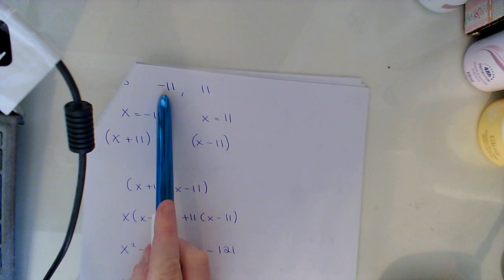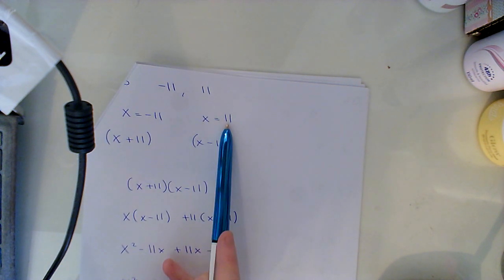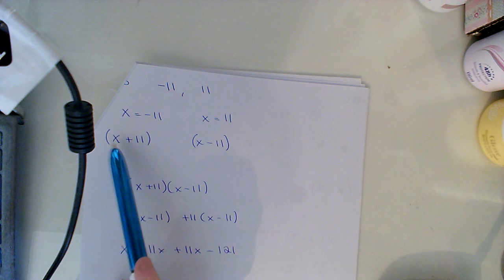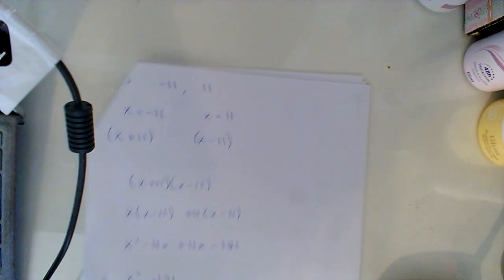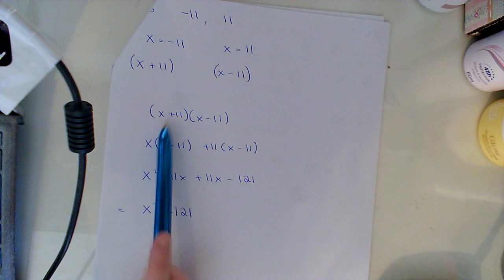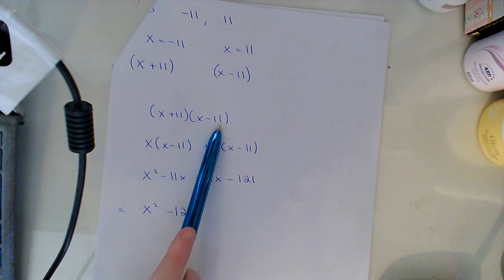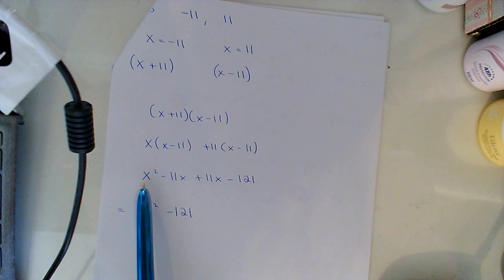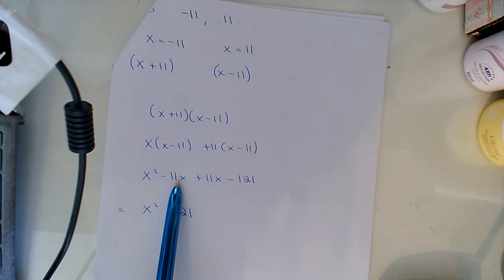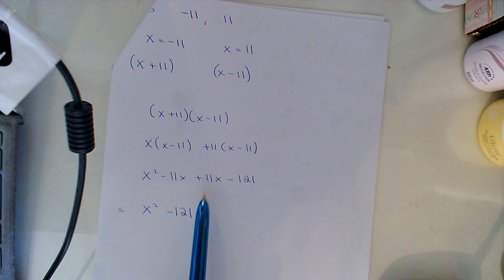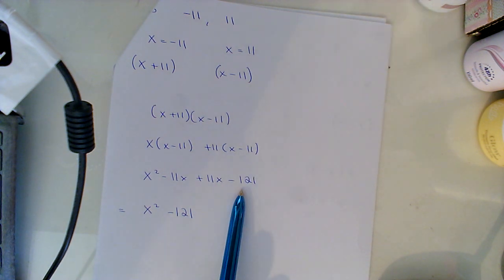Okay, here I have minus 11 and 11, so I have x is equal to minus 11, x is equal to 11. So I get my factors then, so I have x plus 11, x minus 11. I bring them together to multiply them. So I have my first term times everything in my second bracket, my second term times everything in my second bracket. X times x will give me x squared, x times minus 11 will give me minus 11x, plus 11 times x is 11x, 11 times minus 11 is minus 121.